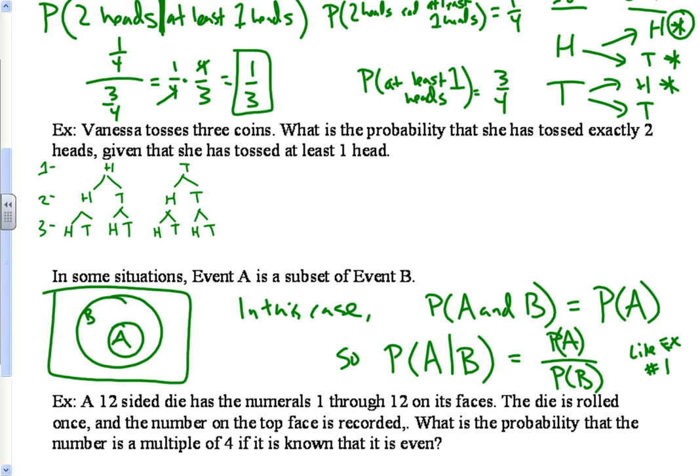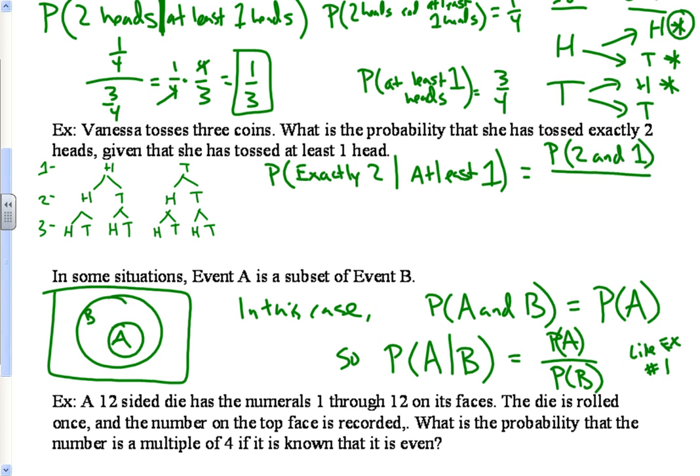exactly 2 heads, and we know she's tossed at least 1. So let's start with the probability of exactly 2 given at least 1. That would be the probability of 2 and 1 over the probability of just 1. That's our event A and our event B.